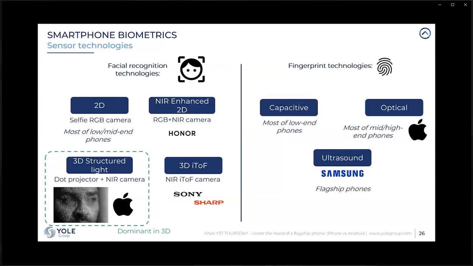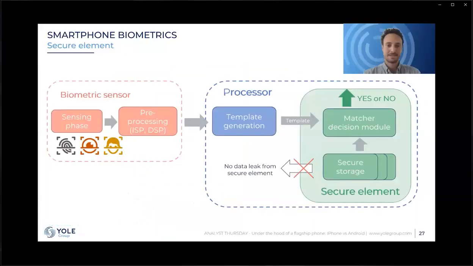Then in the fingerprint technologies, there are typically three different technologies. The capacitive one, which is mostly used in the low-end phones. Then there is the optical fingerprint, which is widely used in the mid-end and the high-end also, and we see this technology penetrating the low end right now. And the fingerprint technology based on ultrasound, which is the approach used by Samsung in flagship phones.